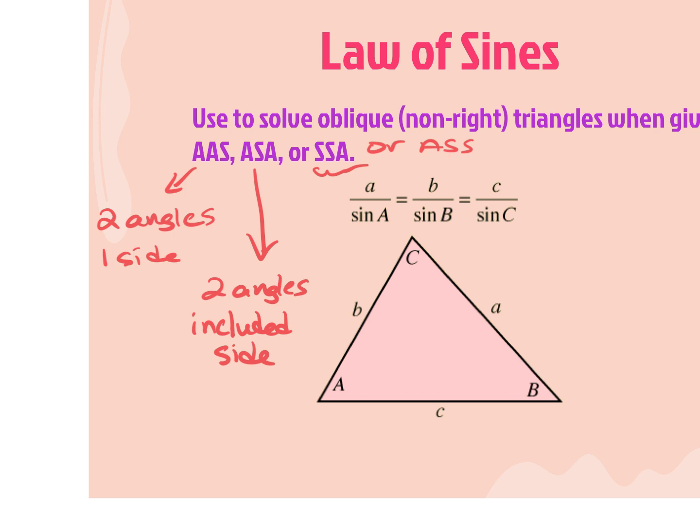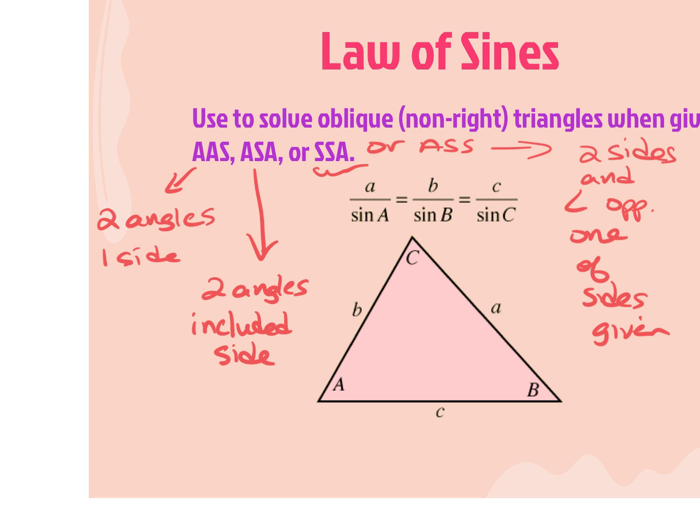And then the last scenario, this SSA or ASS, it's just going to be 2 sides and an angle that is opposite one of the sides that are given. So an angle opposite one of your sides that's given. You don't necessarily need to know this. You're just going to see what's going to happen.